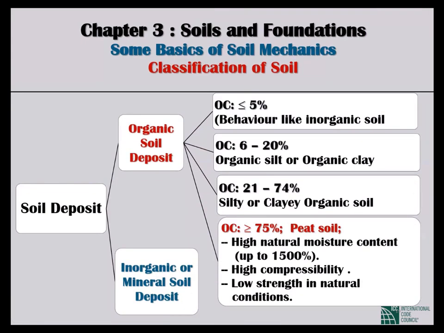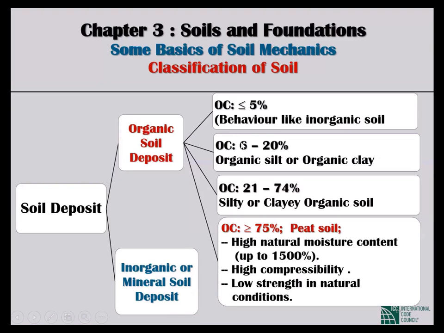So if we look into the organic soil, I want to finish this one fast, because this is a problematic soil. The saying about problematic soil is that avoidance is the best solution. If you can avoid it, that is the best solution. The next best solution is that you treat this soil with something so that it gains some stiffness and you can use it as a foundation material. Whenever the organic content is less than 5%, the behavior of that organic soil is something like inorganic soil. Could you get my point? So we call it inorganic soil, straight away.